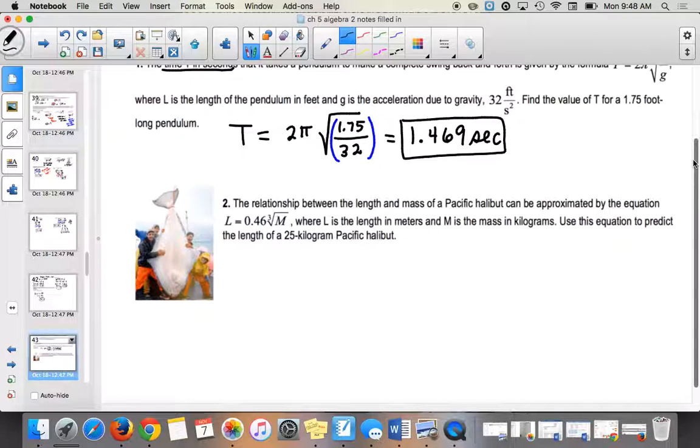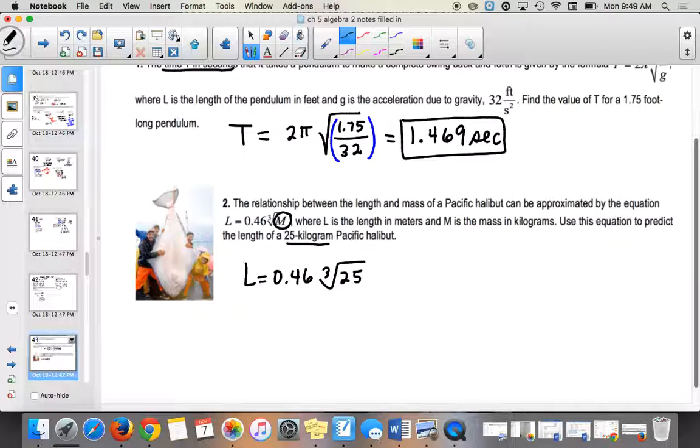So it says the relationship between the length and mass of a Pacific halibut can be approximated by the equation L equals 0.46 cube root of m. Do you see how big this fish is? Isn't that crazy? I'm not a fisherman. Did I say it right? I don't even know how to say the word. All right, where L is the length in meters and m is the mass in kilograms. Okay, so it says use this to find the length of a 25 kilogram fish. So that's going to be our mass. So we're going to have L equals 0.46 times the cube root of 25.